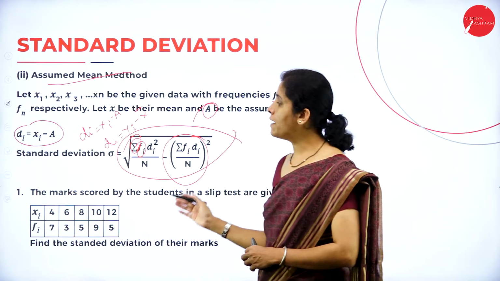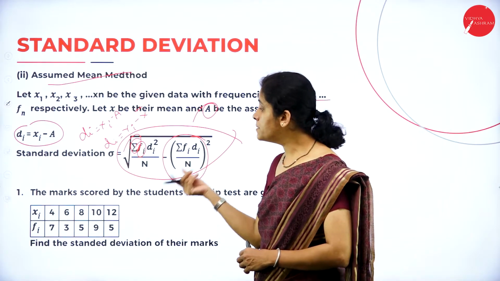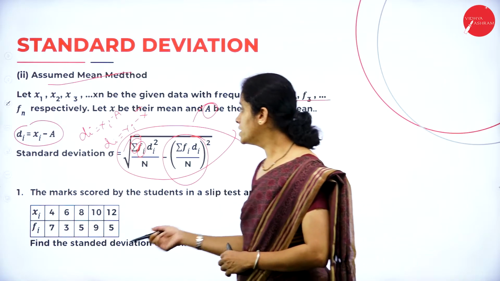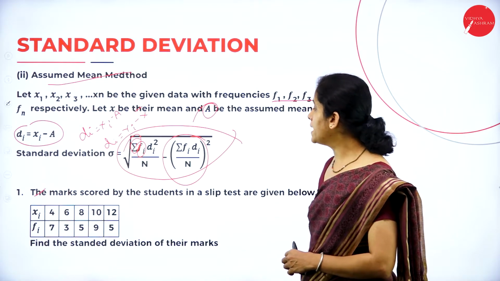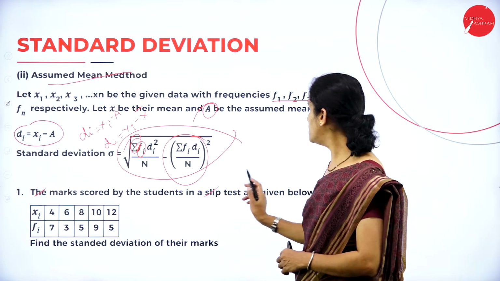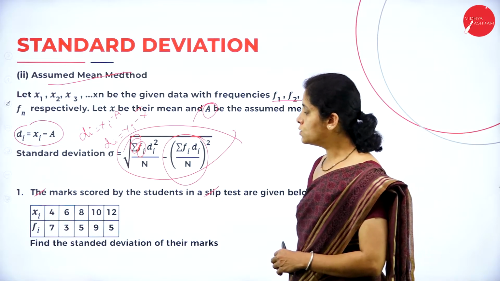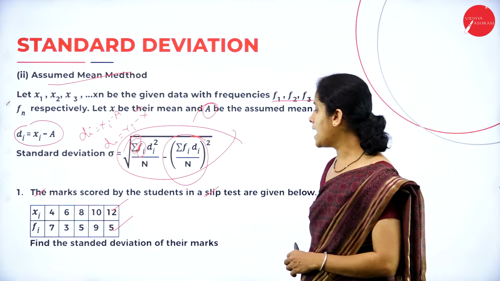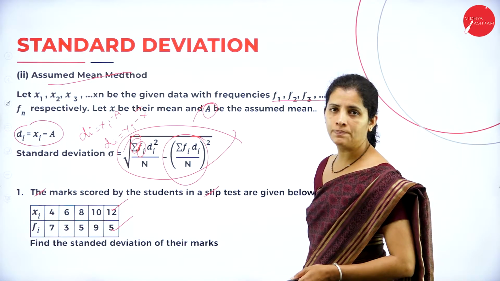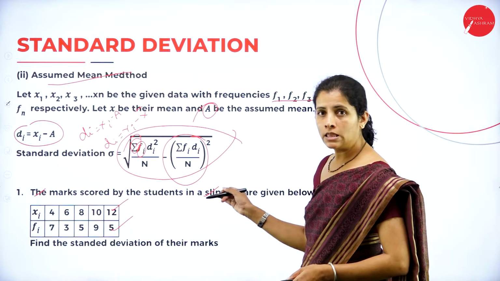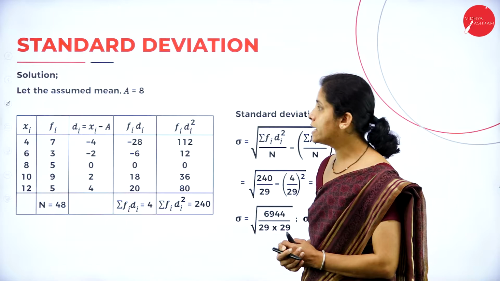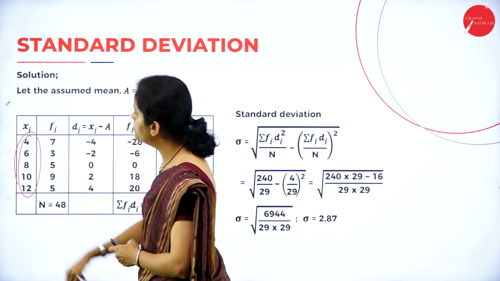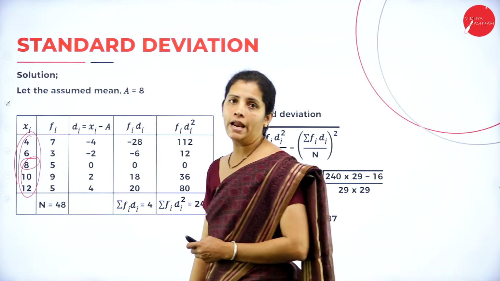Now I'm going to have the question here. This is the simple example problem under assumed mean method. So here the marks scored by the students in a slip test are given below. So I have the data as well as frequency. Okay, now find the standard deviation of their marks. Now what I want to do, by this data I want to construct the table. And what is the mean here? See, what is the assumed mean? The assumed mean is 8.